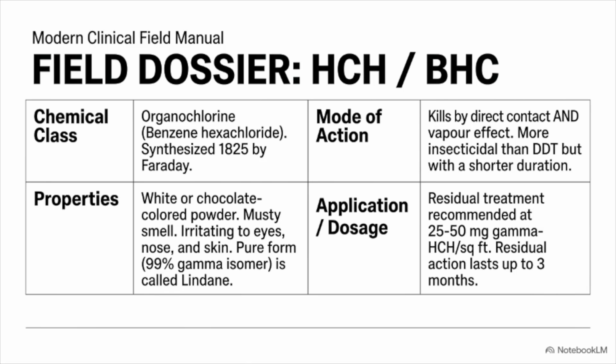It is recommended for residual treatment at 25 to 50 milligrams of gamma HCH per square foot, with residual action lasting up to 3 months.